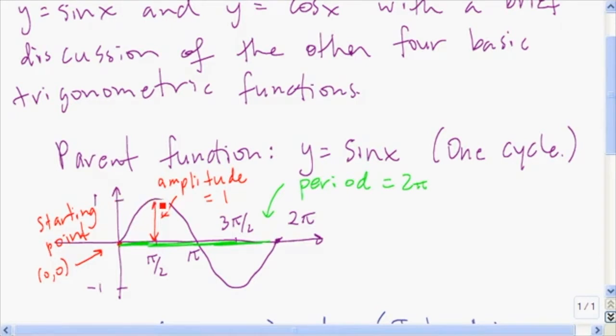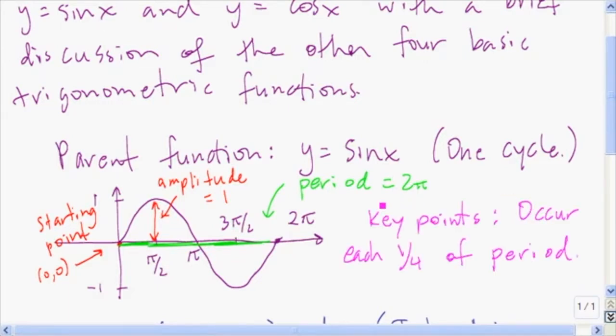All right, so the representative cycle starts at 0, 0, goes up to a maximum value of 1 at pi over 2. Okay, it goes back to the midline at pi, then goes down to -1, and then back to the midline at 2 pi. So every one of these key points happens at intervals of 1/4 of the period.